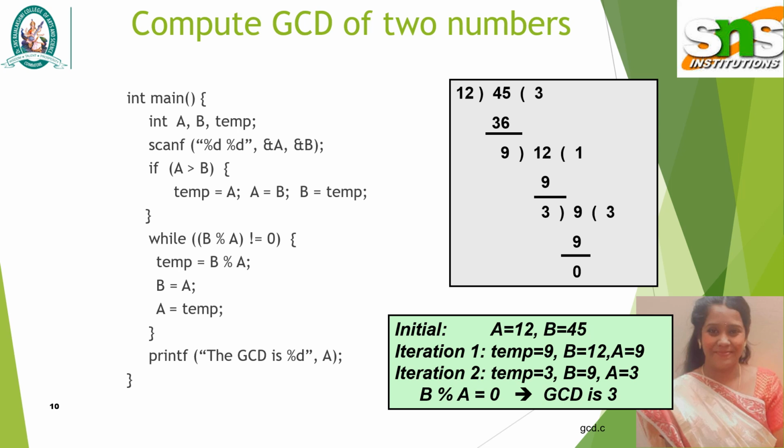We have the function print of GCD called as a. Initially we have the example that a is equal to 12 and b is equal to 45. After the first iteration we have temp equal to 9, b equal to 12, whereas a is equal to 9. When we go for iteration 2, temp is equal to 3, b is equal to 9 and a is equal to 3. At last the GCD is 3.